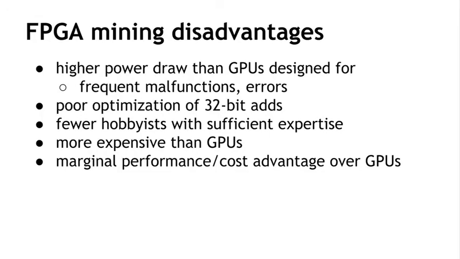The disadvantages of using FPGAs are that they were being driven harder for Bitcoin mining, by being on all the time and working as hard as possible, than a lot of consumer-grade FPGAs were really designed for. So a lot of people found a number of errors and malfunctions in their FPGAs as they were doing Bitcoin mining. It turned out to be difficult to optimize the 32-bit add step, which, as we said, is critical for doing SHA-256. They were also just less accessible for people.